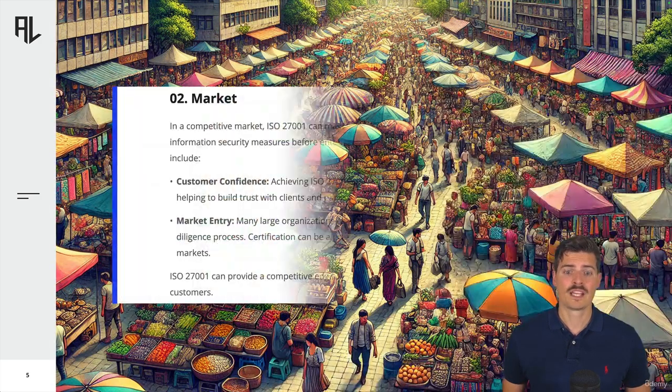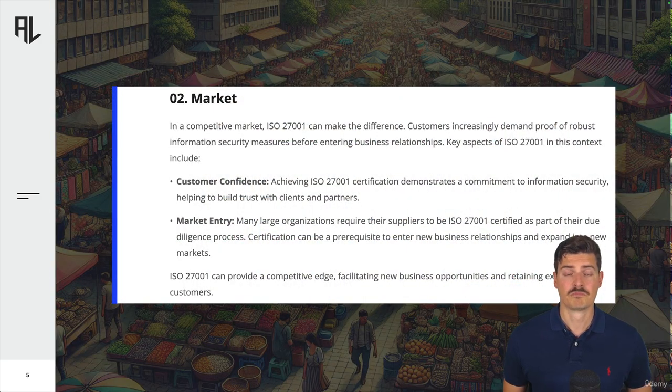Next up, we have the market. So as all organizations or as all businesses, you are in a competitive market, you have competitors, and you need to distinguish yourselves from them. So by obtaining an ISO 27001 certificate, you can probably improve your position, be more trustworthy for your customers, and ultimately get a larger share of the market. So another key benefit of implementing ISO 27001 that can flow into your business case.